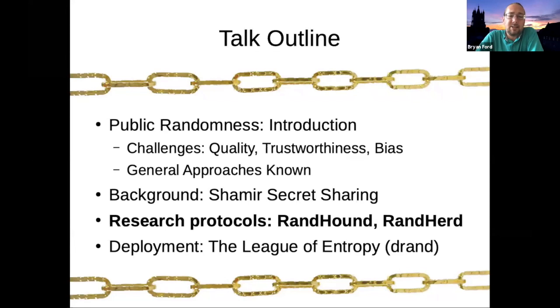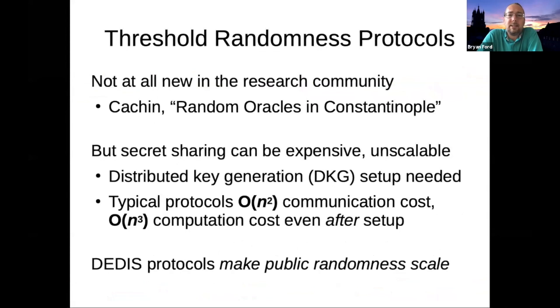So with that brief introduction, let's go back to the topic of randomness. Why does randomness need or want secret sharing, and how do we use it? So we're going to dive into the research protocols that DEDIS developed. Now, like I said, threshold distributed randomness is not new. It's been around for quite a few years, but it's also well known that unfortunately secret sharing can be both expensive and hard to scale, both in a computation and a communication sense.